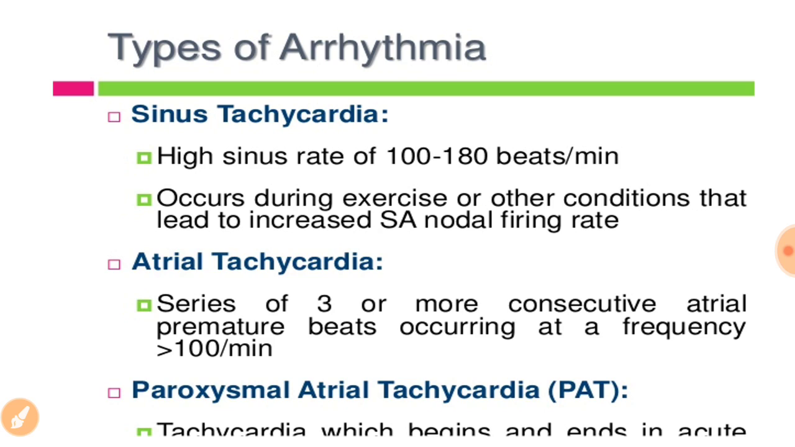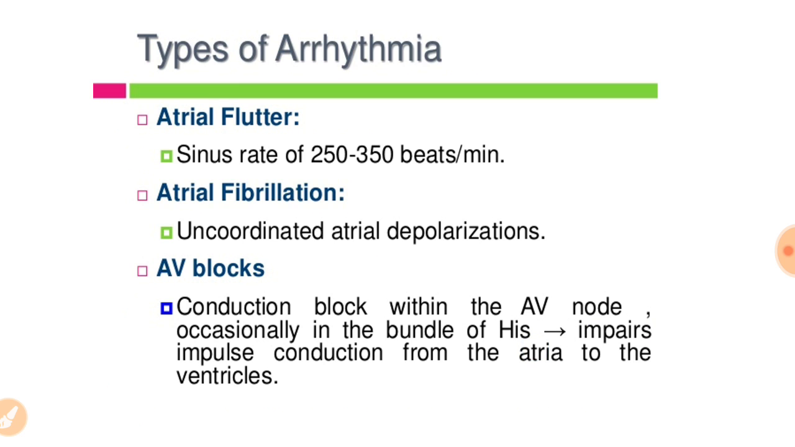Now something about arrhythmia. Sinus tachycardia is above 100. Atrial tachycardia is a series of 3 or more consecutive atrial premature beats occurring at a frequency greater than 100. Atrial flutter and fibrillation, you need to differentiate between flutter and fibrillation. I'll show you with the ECG strips.